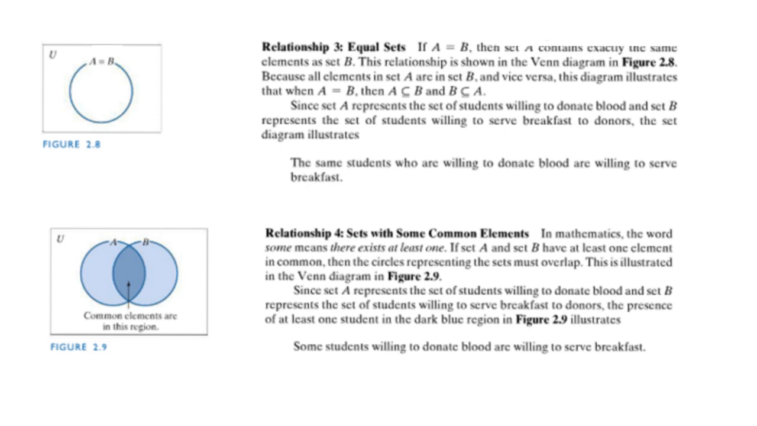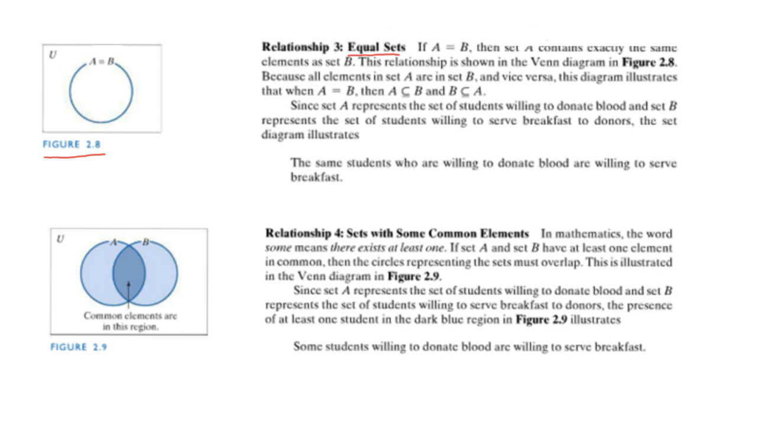The third relationship is equal sets. If you take a look at figure 2.8, you can see that in this Venn diagram, set A is equal to set B, so they share the same elements. And that is what that Venn diagram would look like.